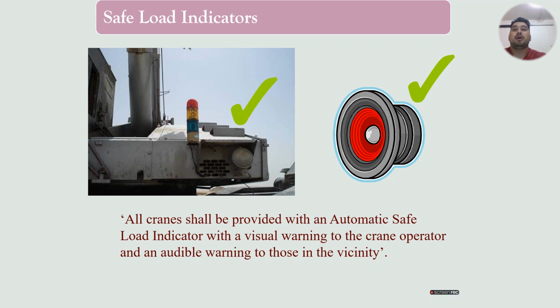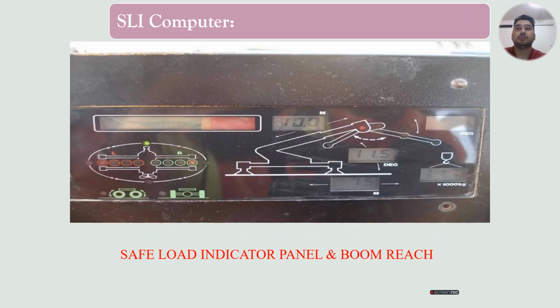So if you are loading any load which is not safe and it is increasing the load, then it should be visible. A red light should come up, and the sign also should come up. So these are the things that need to be used for the safe load indicators.